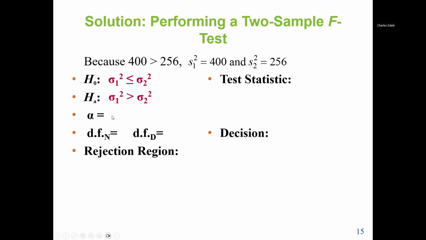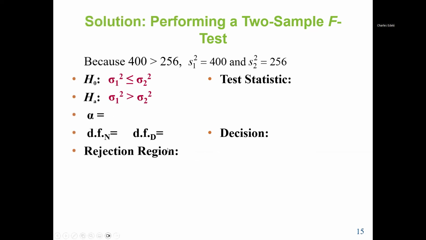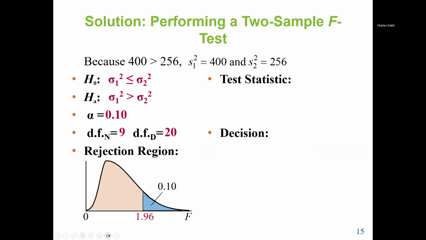Then the next step, the alpha value is given to us. Next, the degrees of freedom based on the sample sizes. We can find the degrees of freedom here are 9 and 20. If we look at our question, the first sample is 10 customers, so 10 minus 1. The second one is 21, 21 minus 1. So that's why the degrees of freedom are 9 and 20. If we know the degrees of freedom for the numerator and the denominator, then we can find the critical value and come up with our rejection region.